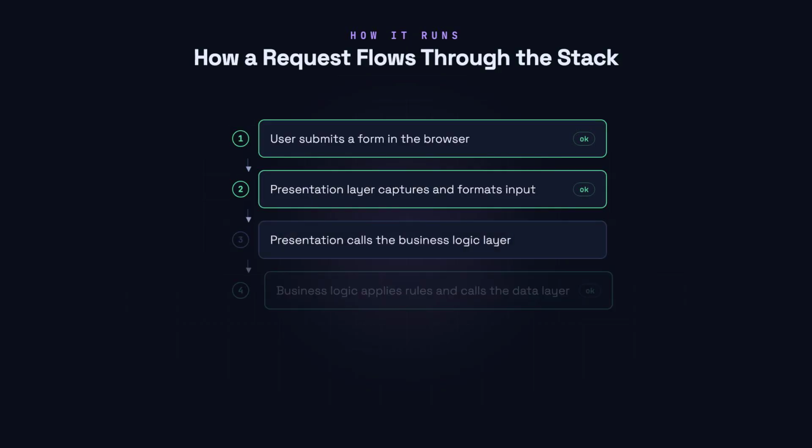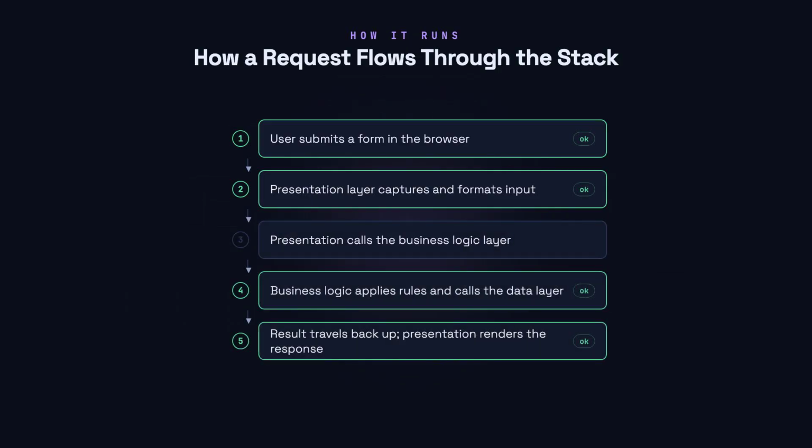Follow a single request from the user's perspective. The user fills out a form and hits submit. The presentation layer captures that input and forwards it as a structured request to the business logic layer. The business logic applies rules, and when it needs data, calls the data layer. The result travels back up the stack, and the presentation layer renders it as a page or screen for the user. Notice that the presentation layer never touches the database directly.